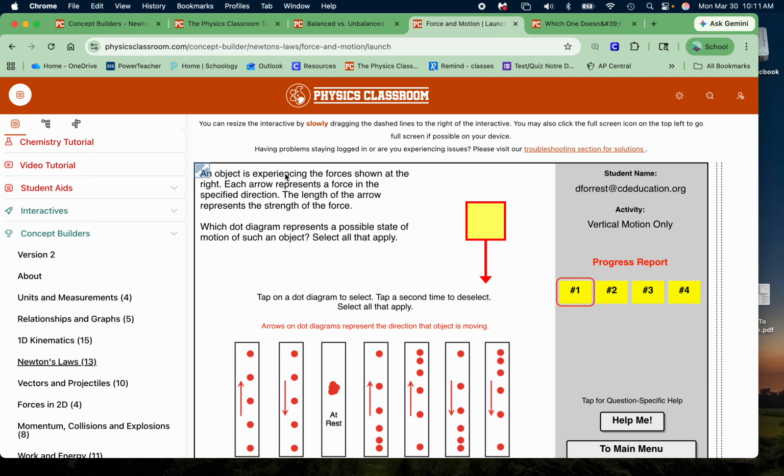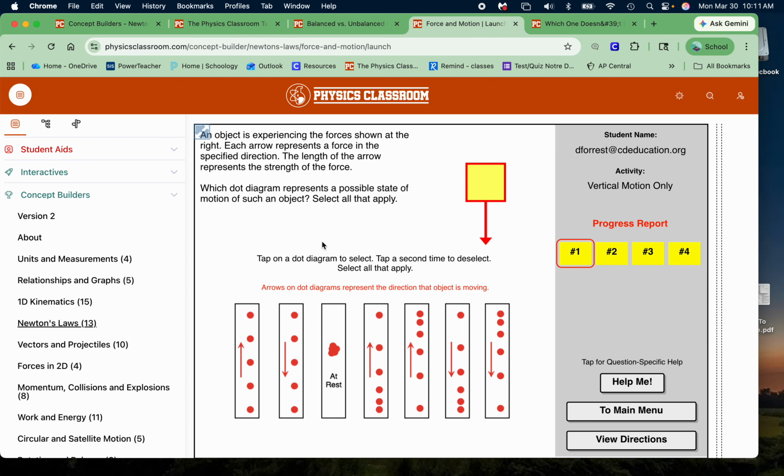So here, it's an object with an unbalanced force downward. So again, we don't know the direction it's moving. It's not going to be any of these three because those show constant motion, which would mean balanced forces. If it's moving down, the arrows are going to get further apart. If it's moving up, the dots are going to get closer together. So notice whether you're moving one way or another, the pattern of dots is the same. Because if you're moving upward and you have a downward force, you're going to move slower and slower. If you're moving downward and have a downward force, you're going to move faster and faster.